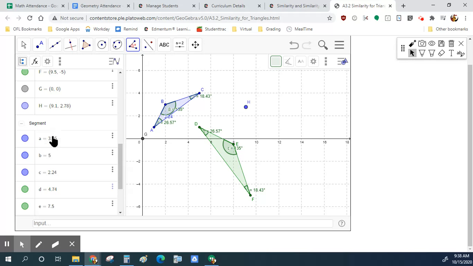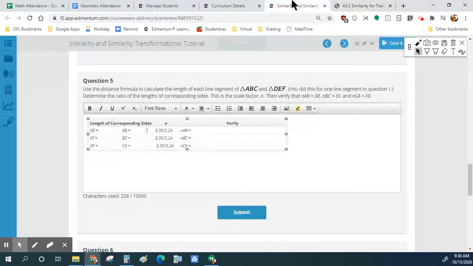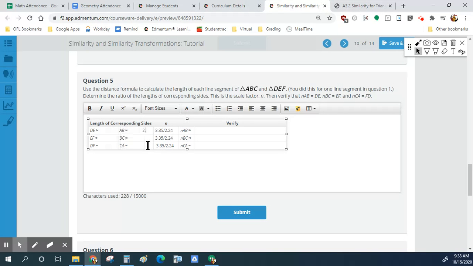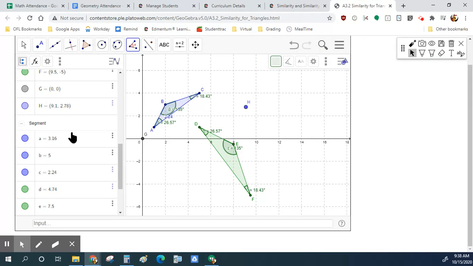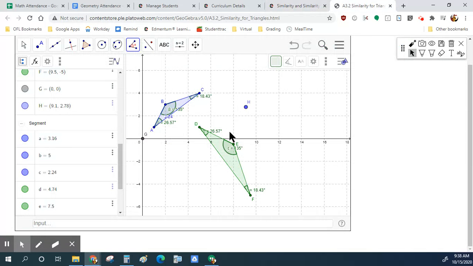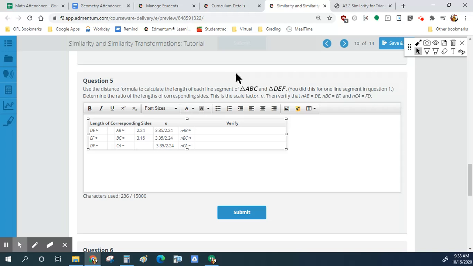It's basically the side that's not included, at least for triangles. So if we're talking about little c, it's opposite of that. So if they're talking about side AB, I want little c, which is 2.24. If I want side BC, I want little a, which is 3.16. If I want CA, I want little b, which is 5.